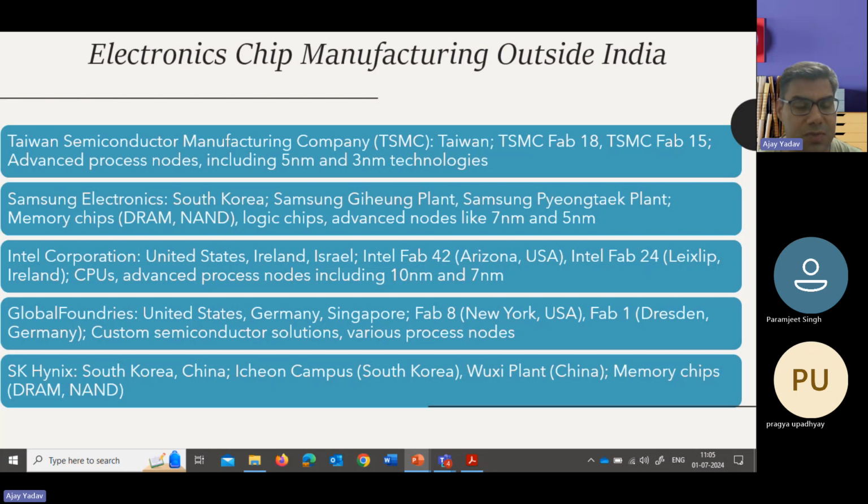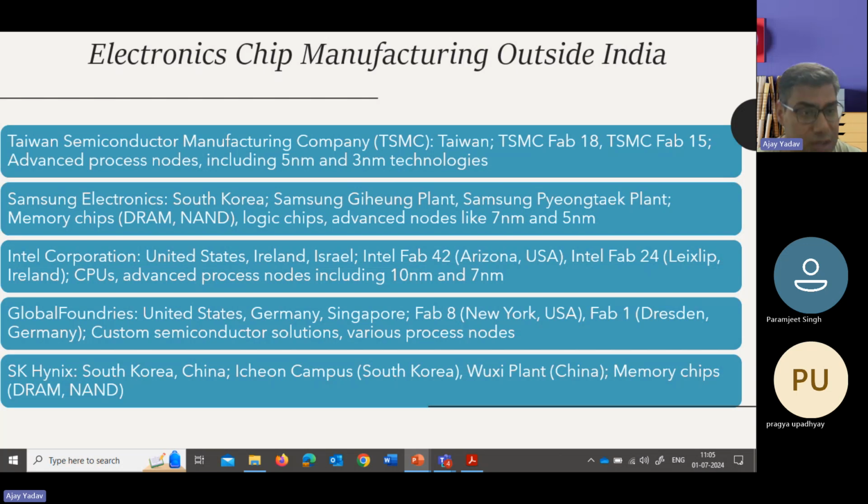If you see your smartphone or laptop, you require a lot of memory there, right? In your pen drive also you have memory where you store the data. Samsung Electronics has the capability to design chips up to the level of 5 or 7 nanometer.